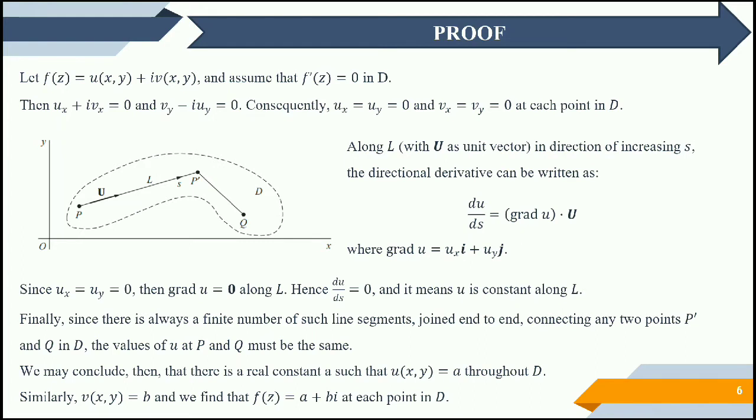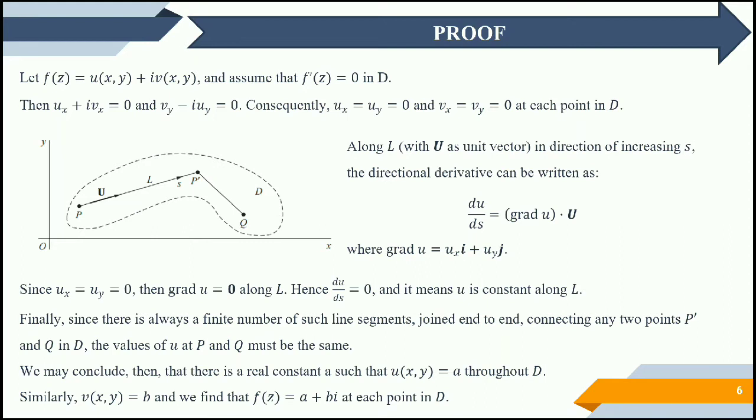Now pay attention to the graph. Along L, a vector from P to P prime with U as a unit vector in the direction of increasing s, the directional derivative can be written as the dot product of the gradient of u times the unit vector U, where the gradient of u is equal to u_x i plus u_y j. Since u_x equals u_y equals 0, then the gradient of u is a zero vector along L. Hence, we have the directional derivative equal to 0, and it means u is constant along L.